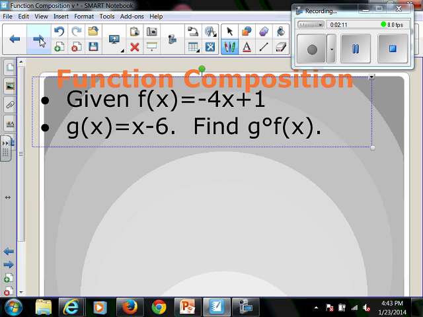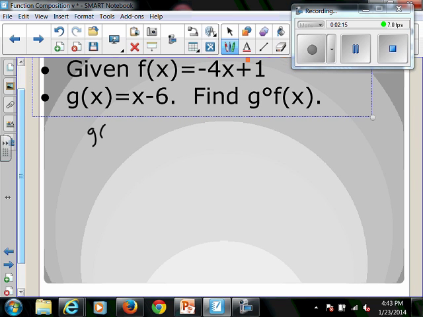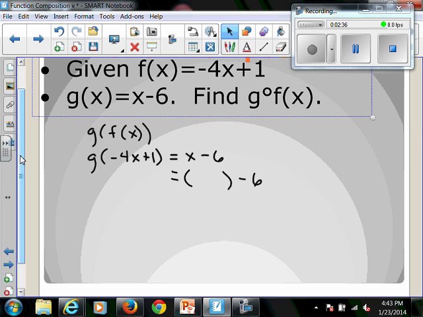Now let's do g of f of x. Rewrite it using parentheses. Substitute f of x, which is -4x plus 1, into g of x, which is x minus 6. Everywhere where I see an x, I'm going to put parentheses. So we're going to put in the parentheses the same thing as in this parentheses, -4x plus 1. Now I distribute.